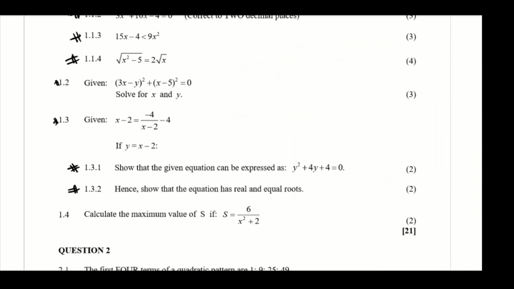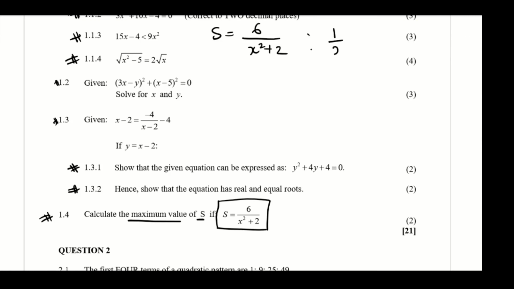Now we're going to solve 1.4, which says: calculate the maximum value of s if s is equal to this expression here, right? So we have s equals 6 over x squared plus 2. For the entire expression to be a maximum, the denominator must be less. So what do I mean by that?